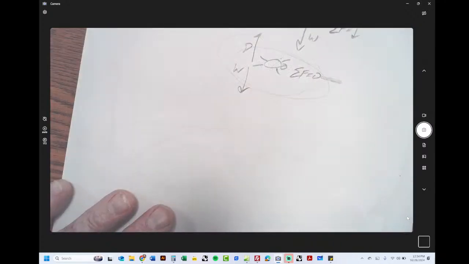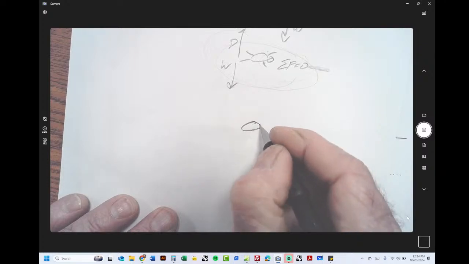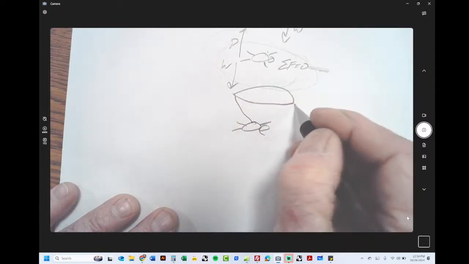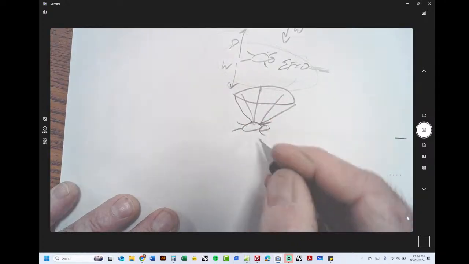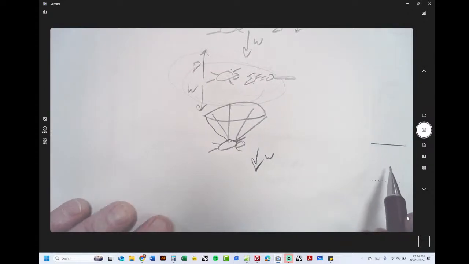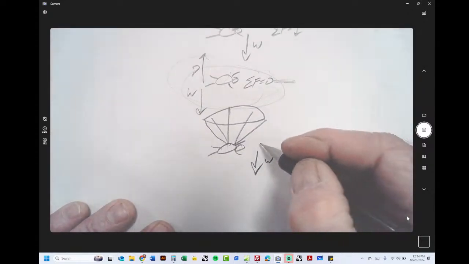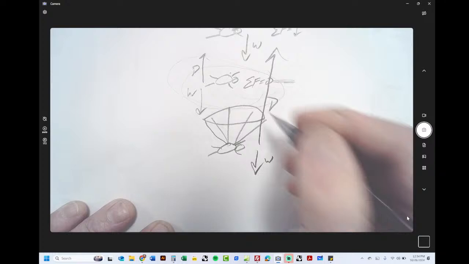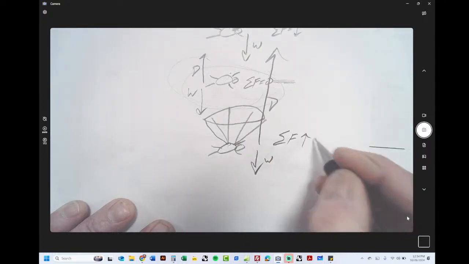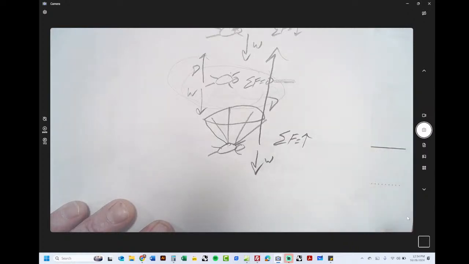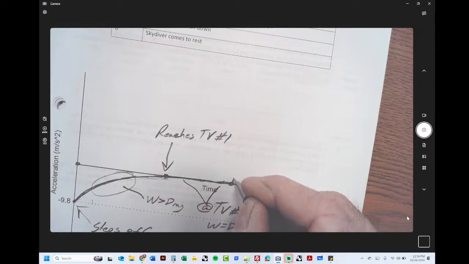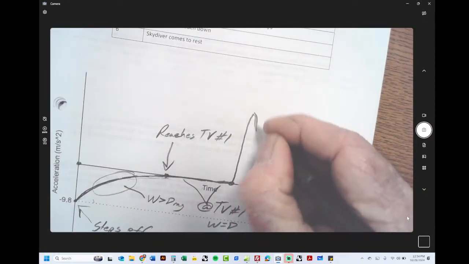Then they pull the chute. Let me go back to my picture. Here they are. Suddenly, there's this big chute up here. The weight is going to be the same. What happens to the drag? Gets really big. So which way is the net force? Upward, which means the acceleration is upward too. So right here, there's this big yank like this.